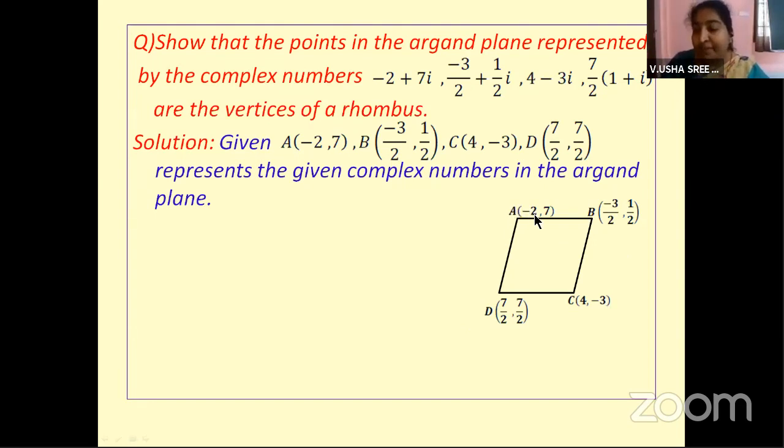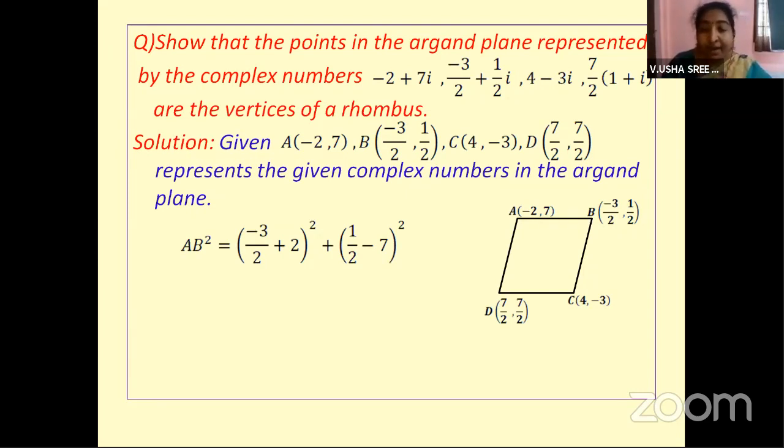A is representing (-2, 7), B is (-3/2, 1/2), C is (4, -3), and D is (7/2, 7/2). Now we will calculate what is AB square, right? A distance formula. We have seen it in the beginning of today's session.